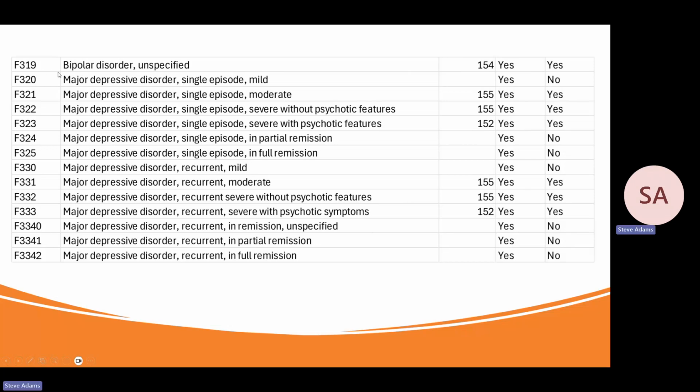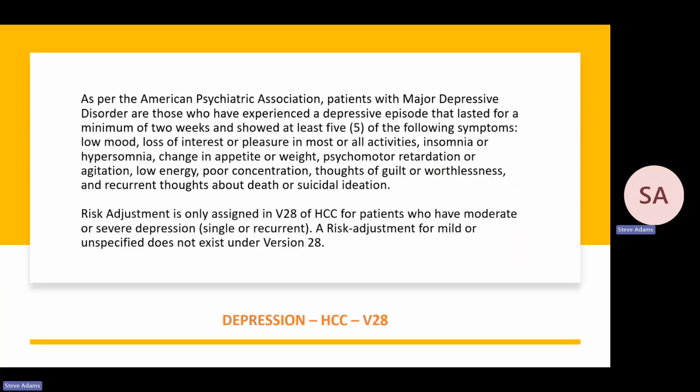The reason I have bipolar at the top, F31.9, is bipolar unspecified. If you can't quantify if it's bipolar 1 or bipolar 2, that still does have a risk bucket. So risk bucket 154, 155, 152, these are the only codes this year that have an HCC under depression. Still, if you quantify mild, that's fine. That's what you need to do from a compliance standpoint. But moderate and severe does carry a risk bucket.